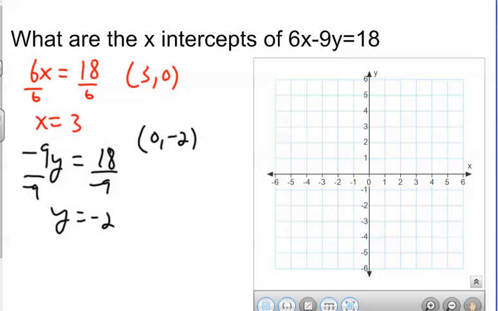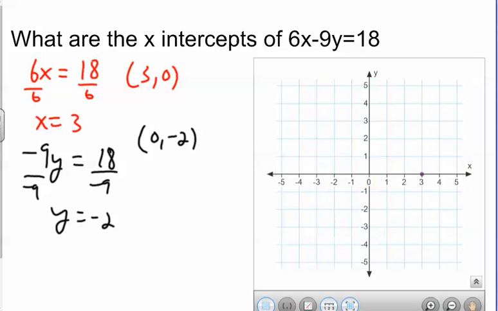Now, what we could do with this is we could actually go over here to this graph and plot these. Go to 3 comma 0 and put a dot. Go to 0 comma negative 2. And you could technically go ahead and graph a line right there. So you have the line, that's what it looks like. Okay, pretty simple, pretty easy. All right, moving right along.